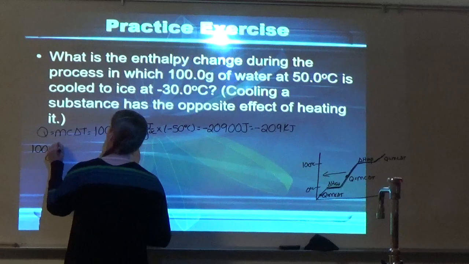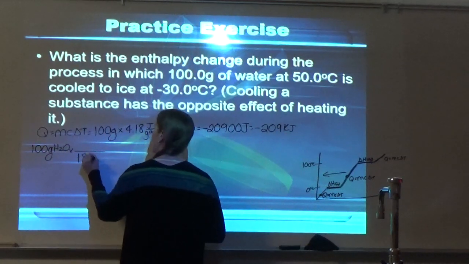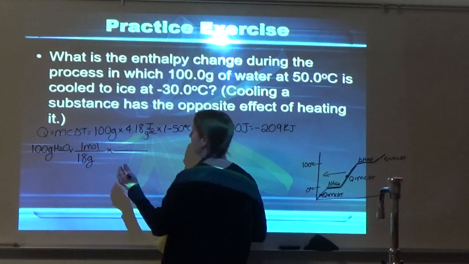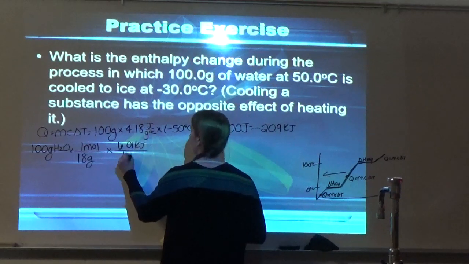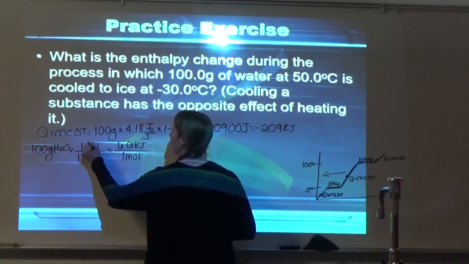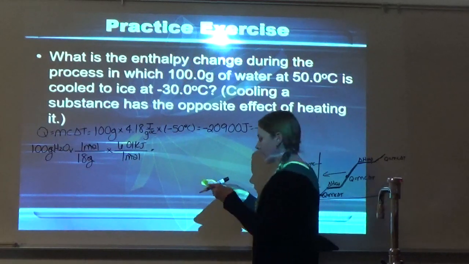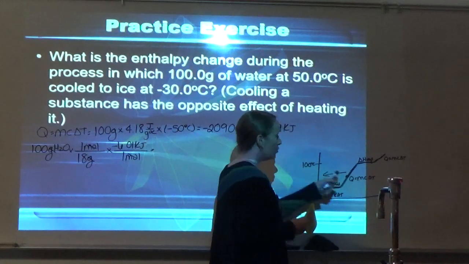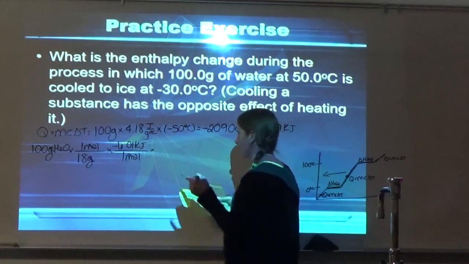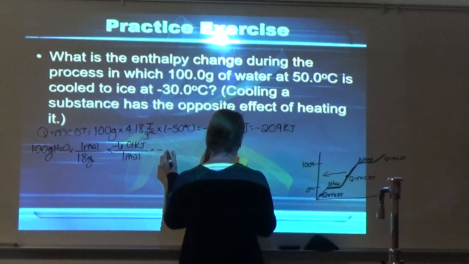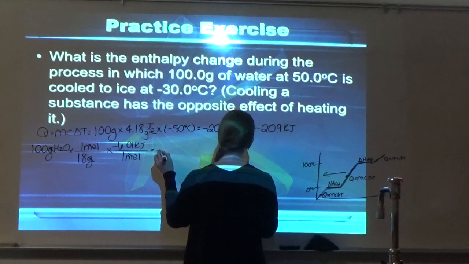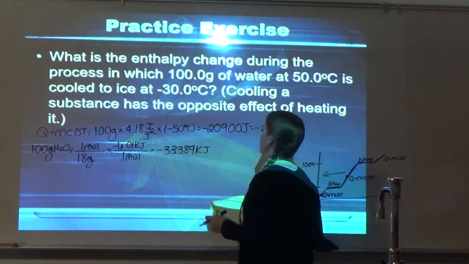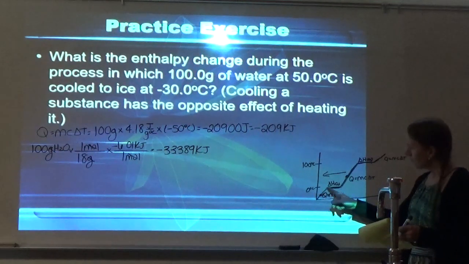So I got to start with my grams, but remember, we need to get to moles. So 18 grams of water is 1 mole. Then I can use my fusion, which they told us is 6.01 kilojoules per mole. I didn't have to do this step on the last problem because they gave me moles. All right, so once I solved for that, I ended up getting, oh, and sorry, this is negative. Because of course we're cooling it, so we're actually using delta H of solidification. So I ended up getting negative 33.389 kilojoules.